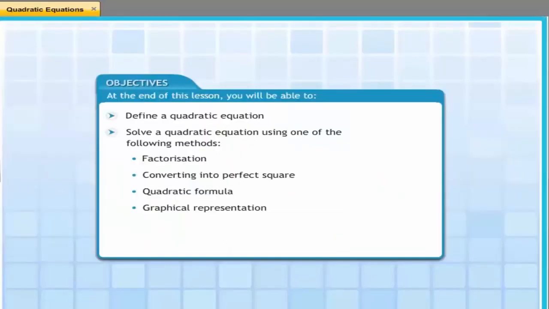In this lesson, you will learn about quadratic equations and different methods of solving them. At the end of this lesson, you will be able to define a quadratic equation, solve a quadratic equation using one of the following methods: factorization, converting into perfect square, quadratic formula, and graphical representation.